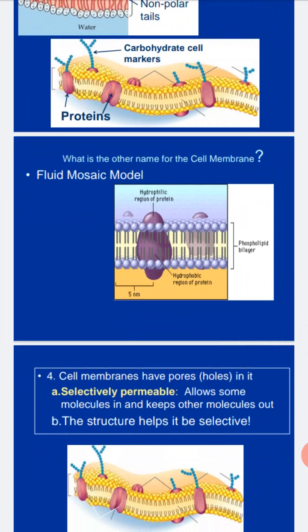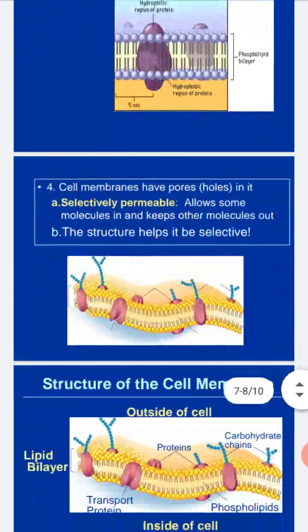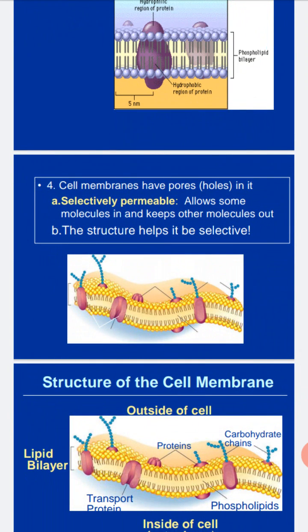So they are selectively permeable, and here you can see in the diagram. So why is this selectively permeable? So that harmful substances do not enter the cell, and excess of useful substances don't come out of the cell. So the internal balance is maintained.